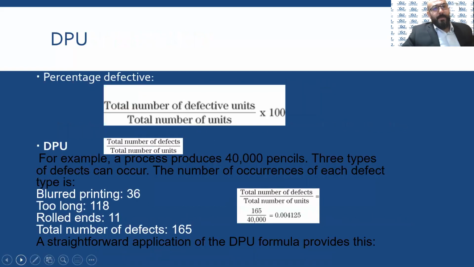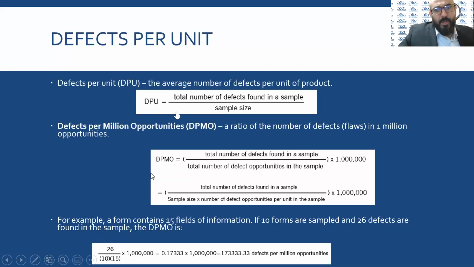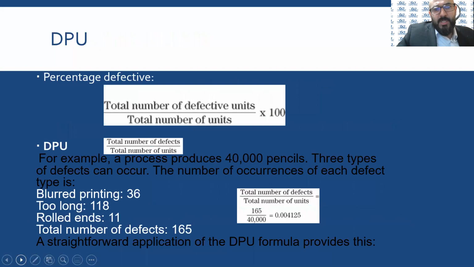DPU, the percentage defective. Just one more time to talk about the DPU: the total number of defects divided by the total units, but we need to adjust that to get a percentage. You multiply it by 100%. Defects divided by the total units times 100. But the DPU is without the 100% because we're not looking into the percentage.